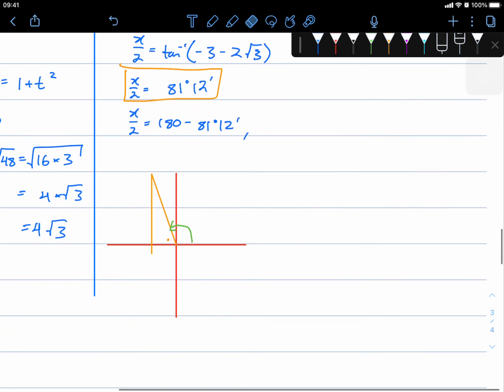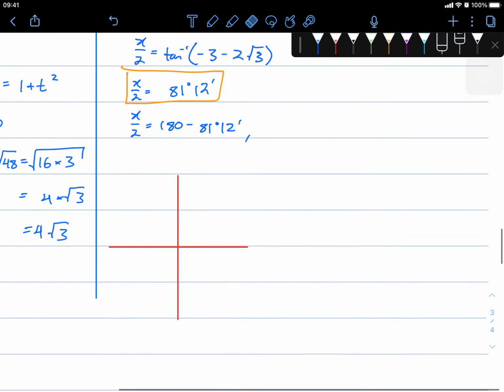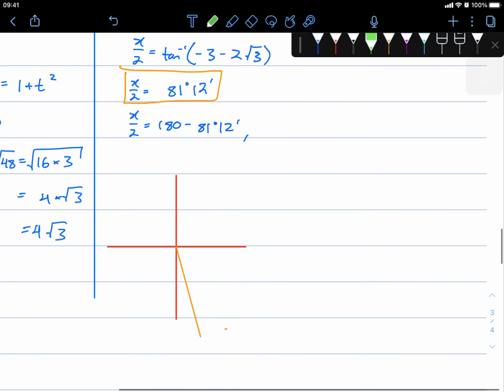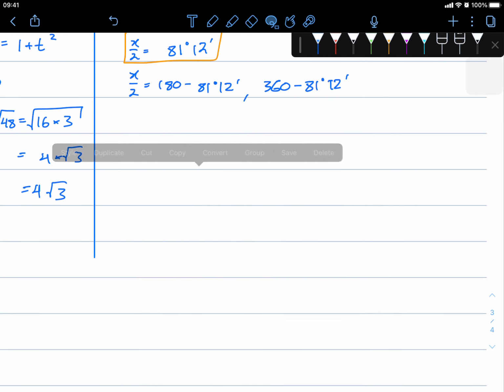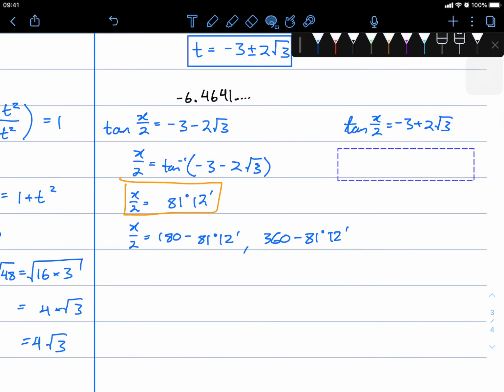And for the fourth quadrant, so negative 81 degrees is traveling this way in a clockwise direction. We need to find the equivalent angle that travels in this direction. Well, if this angle is 81 degrees 12 minutes, the green angle is 360 minus that answer there. So that angle in green is going to be 360 minus 81 degrees and 12 minutes. So let's leave that for now. Let's solve for this angle here first.